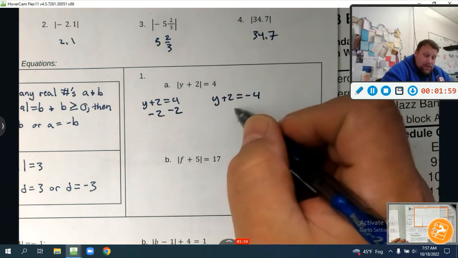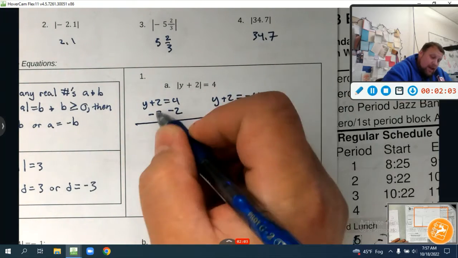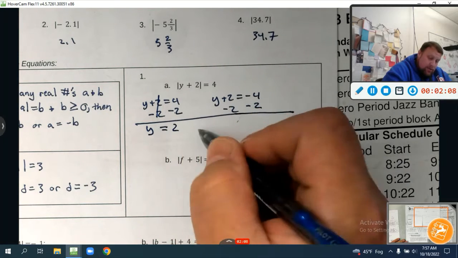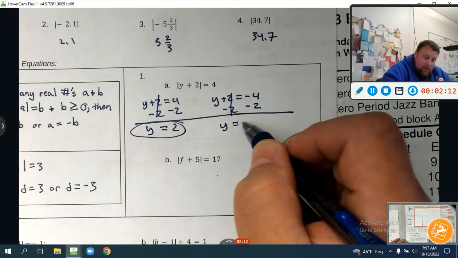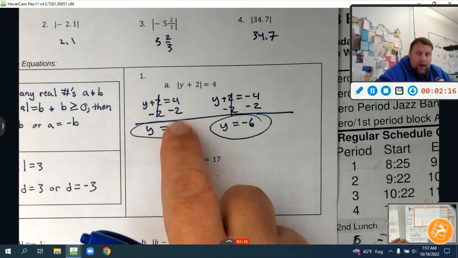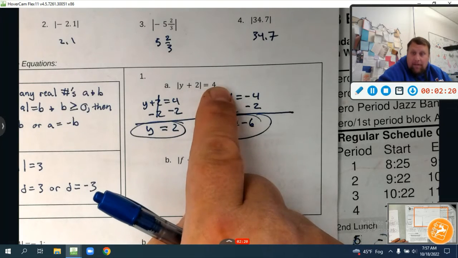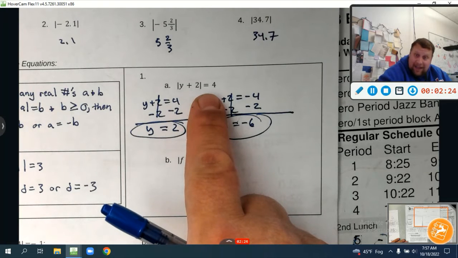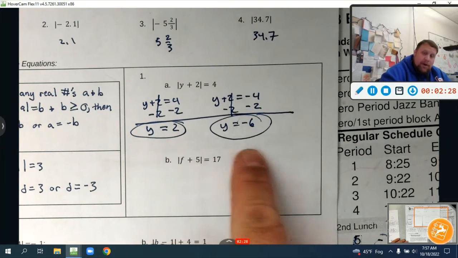And look how I do it. I just go down the line. Minus 2, minus 2. It's the same thing, right? But watch what happens. This side, I get y equals 2. Over on this side, I get y equals negative 6. And let's test it out. If y is 2, what's 2 plus 2? It's 4. What's the absolute value of 4? 4. How about this? What's negative 6 plus 2? Well, that's negative 4. And the absolute value of negative 4 is still positive 4. So those two possible answers.